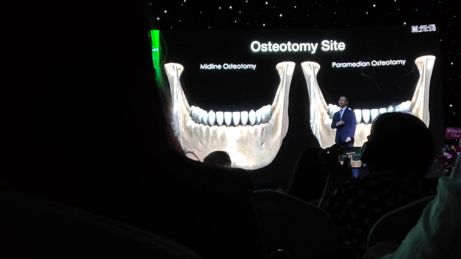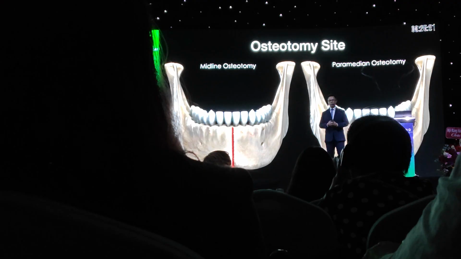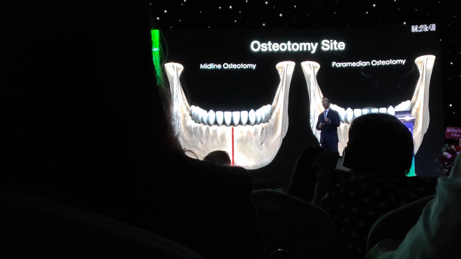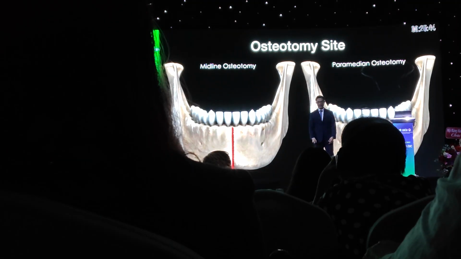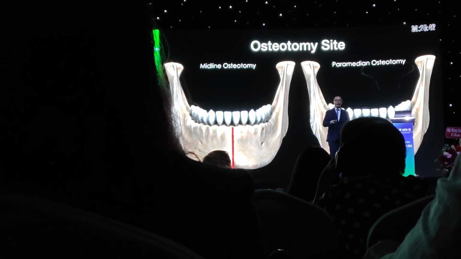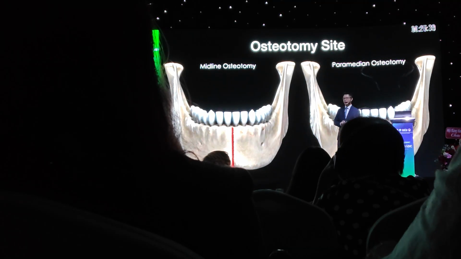So how does the surgeon cut? Ideally, they have to cut right in the midline. So that would be ideal. However, sometimes there's a lot of crowding, and you don't have a space to split it. And in that case, the surgeon can go around. They call it the paramedian osteotomy. Ideally, midline osteotomy.